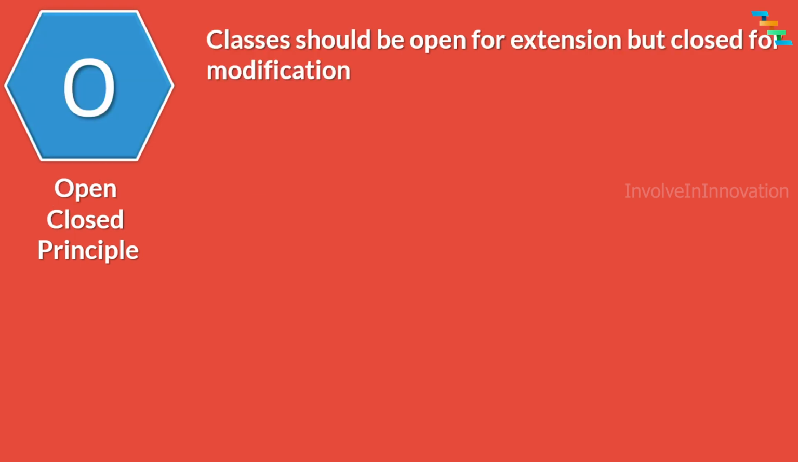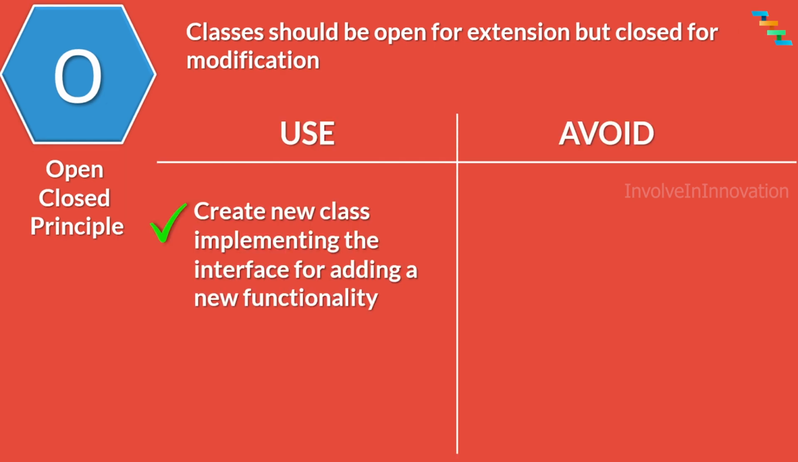We will now see what the open-closed principle is. The open-closed principle is often a very confusing principle, but I will make this very easy for you guys. The open-closed principle states that classes should be open for extension but closed for modification. What this means is, if you are creating a new functionality, that functionality should add a new class rather than altering the existing class.